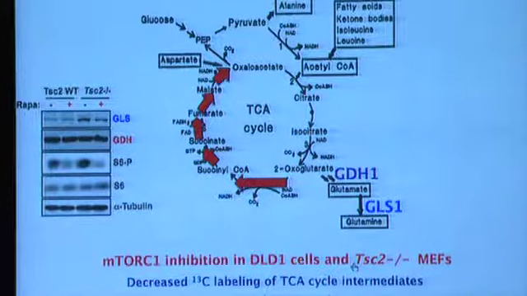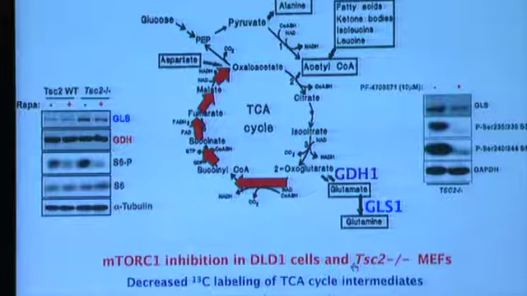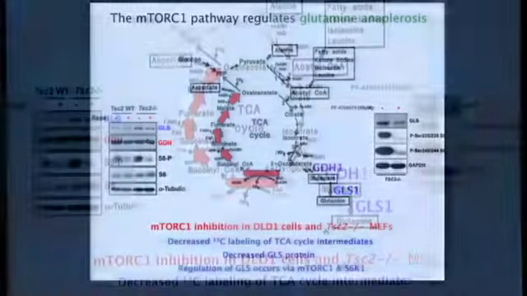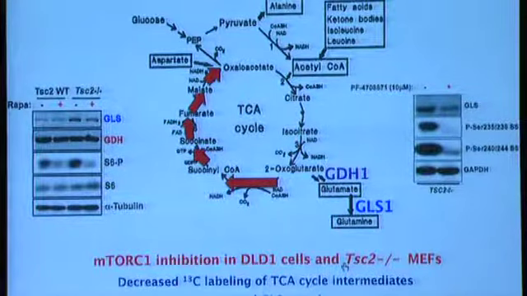Okay, so there's decreased GLS protein, and then because S6 kinase is downstream of TORC1, we wanted to know if S6 kinase was involved, and this just shows you results from an S6 kinase inhibitor. We've knocked down S6 kinase, and also overexpressed a rapamycin-resistant S6 kinase, and we see the same result. So that says that TOR, through S6 kinase, is regulating GLS expression.